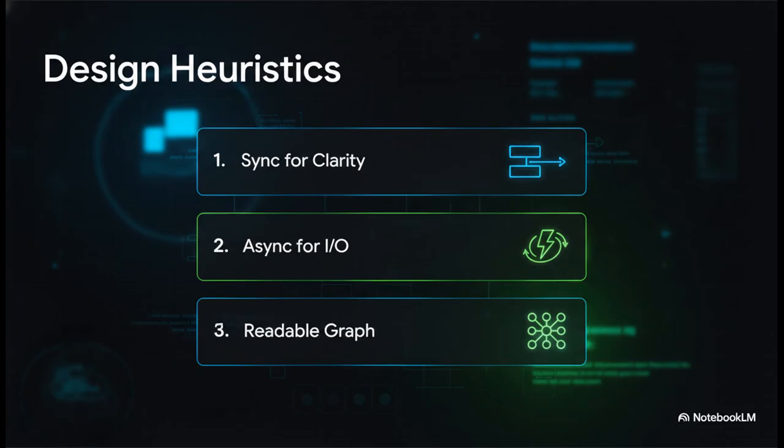Rule 1. Use sync flows for clarity while you're just learning the framework. Rule 2. Switch to async execution when external I/O would otherwise block your server. Rule 3. Use map-style parallelism when the independent subtasks can be safely decomposed and recombined. And finally, Rule 4. Keep your Burr graph readable. Even when execution gets highly concurrent, the logic needs to remain totally transparent.